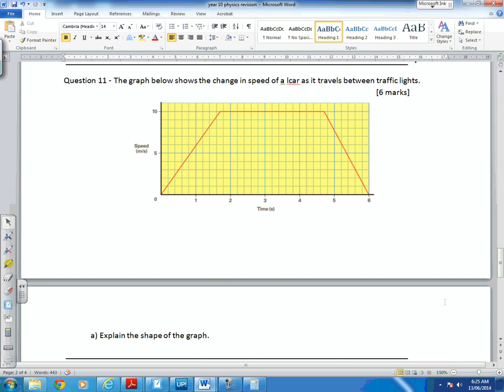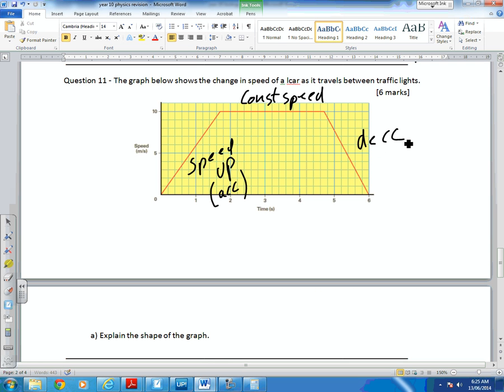Question 11. The graph below shows change in speed of a car as it travels between traffic lights. So if we're looking at this graph first, initially it's accelerating, constant speed, and then decelerating. So the car speeds up, gets to 10 meters per second, travels constantly at 10 meters per second for a period of time, and then slows down to stop again because it's come to the next traffic light.